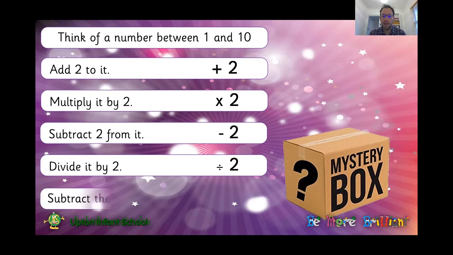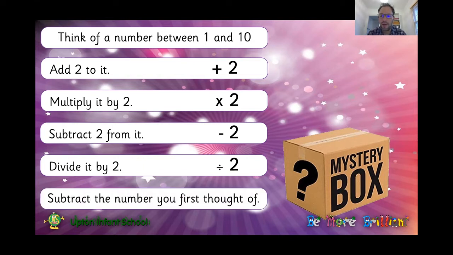And the last thing I would like you to do is to subtract, to take away the number you first thought of that you wrote at the top of your whiteboard. So subtract the number that you first thought of. Once you've done it, fold your arms.